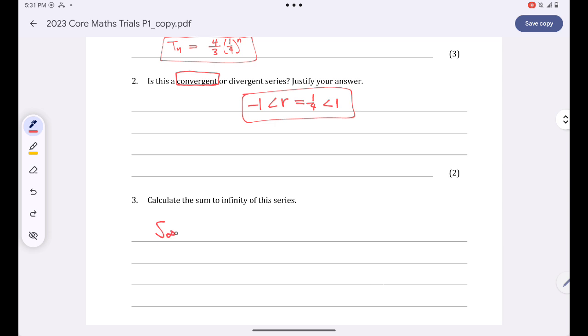Then now I'm being asked to find the sum to infinity. Sum to infinity, guys, is just equal to a over 1 minus r. The value of a is just 1 over 3. R is 1 over 4. So a is just 1 over 3. And then I have 1 minus 1 over 4.